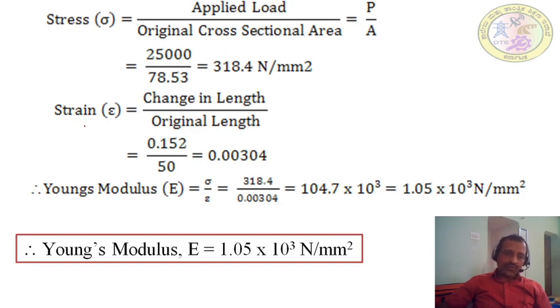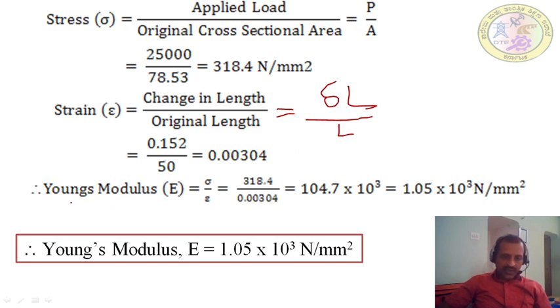Next you find the strain, that is epsilon. It is given by the change in length to the original length. So if I write this in a formula, it is delta L by L. Now delta L is given in the problem as 0.152, divided by 50. So this is equal to 0.00304. There is no unit for the strain.